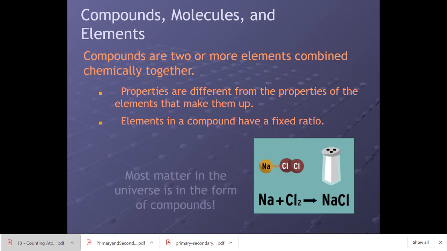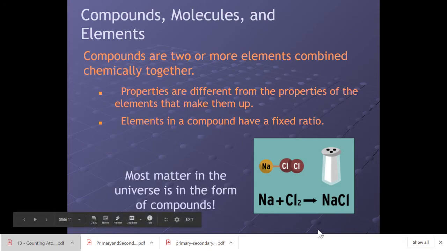For example, if we take Na, which is sodium, and Cl, which is chloride, and we put those two together, they form sodium chloride, which is table salt. Most matter in the universe is in the form of compounds, and compounds are those 2 or more elements combined chemically together.